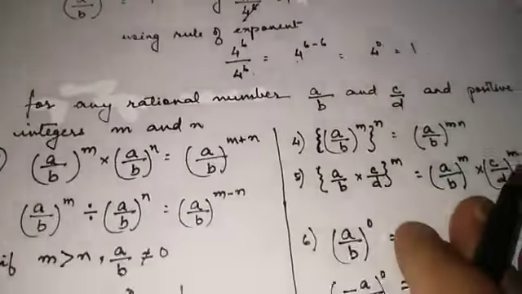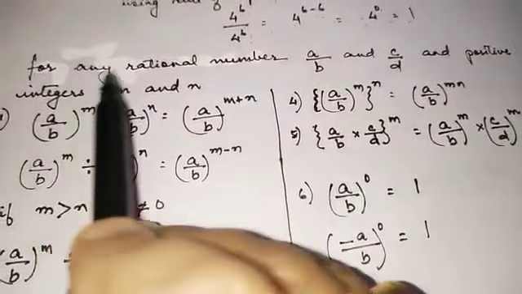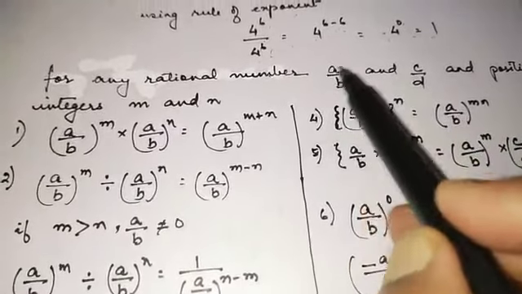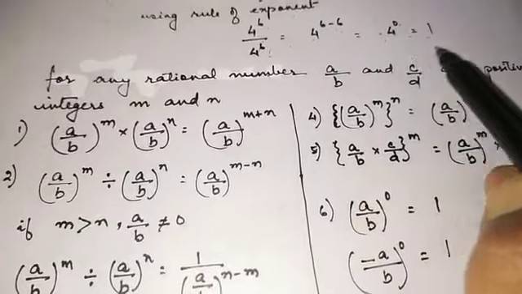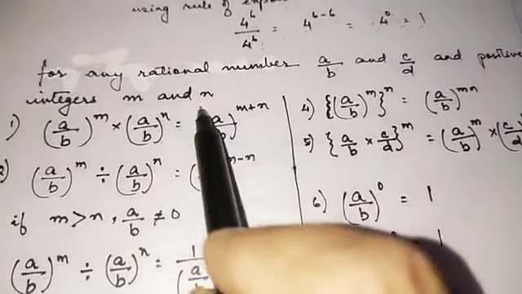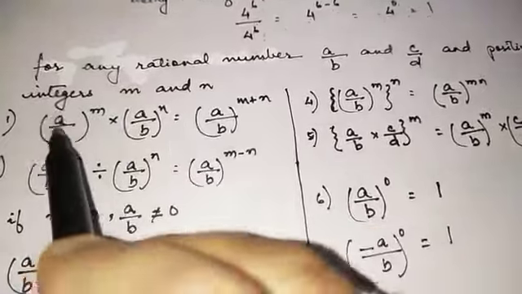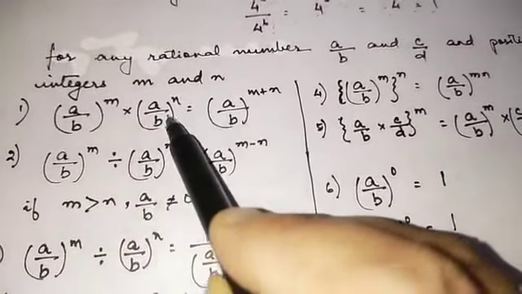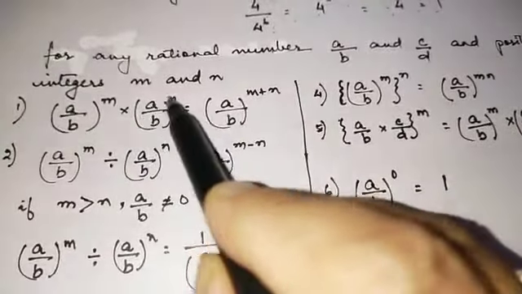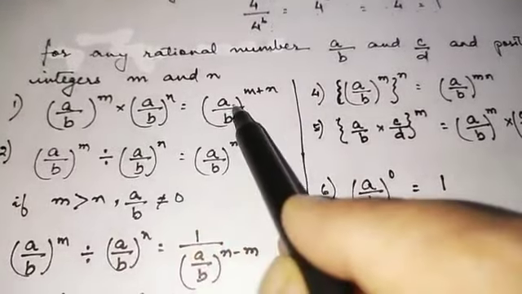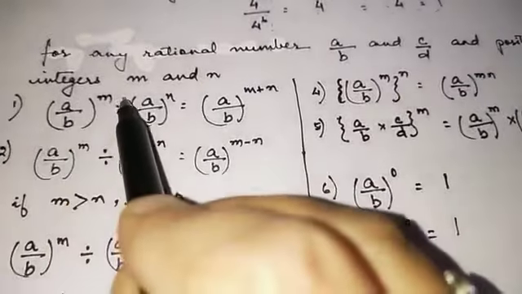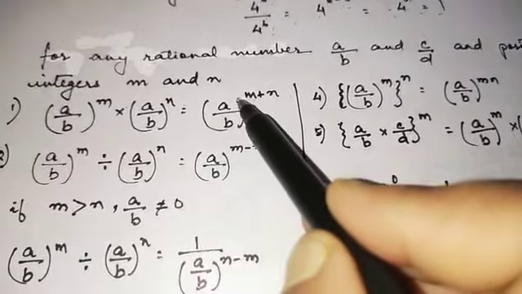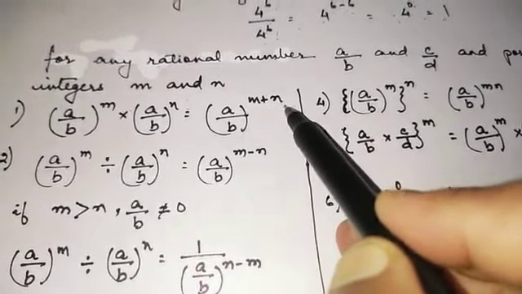The same rules apply for rational numbers. For any rational numbers a by b and c by d, where a by b is one rational number, c by d is another rational number, and positive integers m and n. Now take this rational number a by b to be a, and a to the power m into a to the power n is equal to a to the power m plus n. So (a by b) raised to the power m into (a by b) raised to the power n is equal to (a by b) raised to the power m plus n.